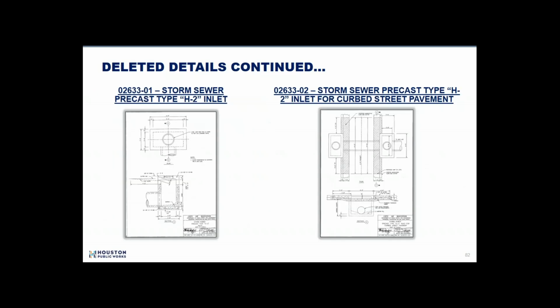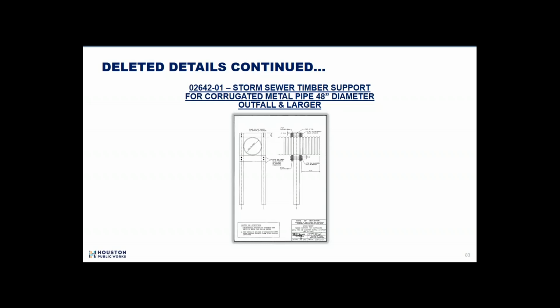Detail 02633-01, storm sewer precast type H2 inlet, and 02633-02, storm sewer precast type H2 inlet for curb street pavement, were removed due to operations no longer using H2 inlets. And detail 02642-01, storm sewer timber support for corrugated metal pipe, 48-inch diameter outfall and larger, was removed. Going forward, we will refer to the Harris County detail.